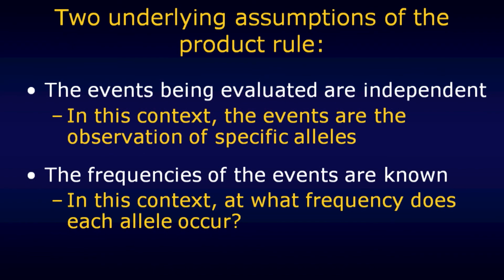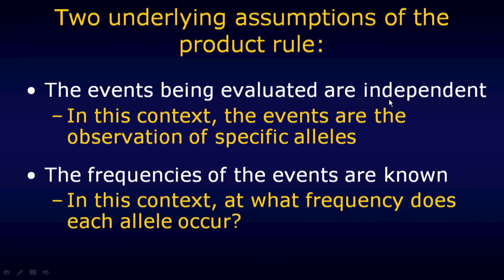Now, with that under our belt, right? I mean, that's an important lesson, right? There's something important to be said there when we're talking about this rare of a match. Let's talk about what's under the hood a little bit more about the product rule, because there are actually two assumptions that underlie what it is that we've just done by applying the product rule in this way. The first of those assumptions needs a little bit of explaining, right? The first assumption is that the events that we're talking about here, the presence of a 12 allele and a 15 allele, for instance, at the D8 locus, are independent of each other.